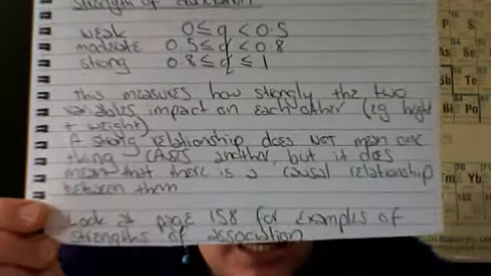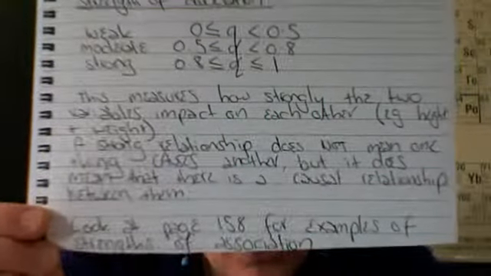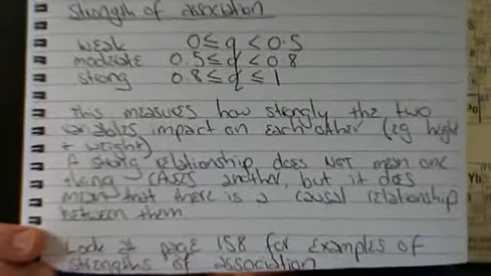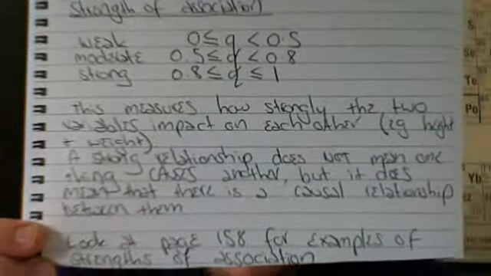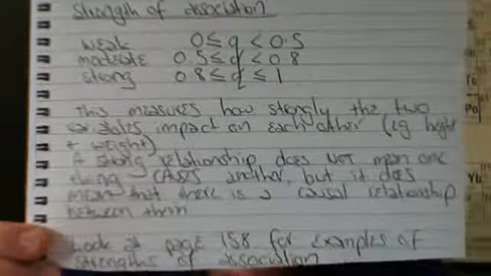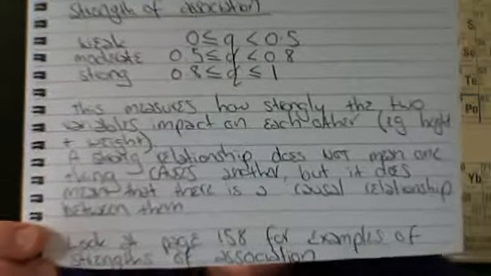This measures how strongly the two variables impact on each other. For example, height and weight, or height and shoe size, which is what we're going to do. So we're measuring how strongly they impact. Generally speaking, someone taller is going to have bigger feet, right? So we're assuming it'll be a strong positive relationship.